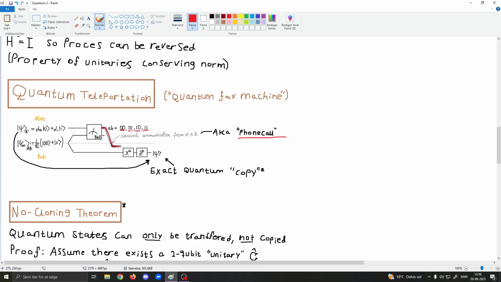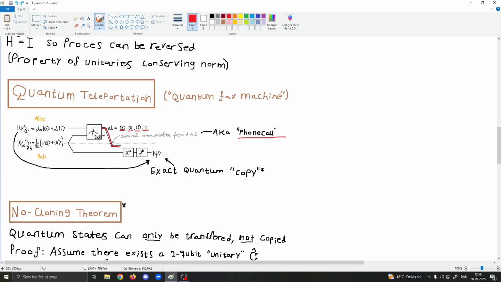Now, the way that Bob then receives this quantum state is that they encode these results into unitaries that Bob performs on his qubit from the entangled pair. So if Alice measured 0, 0, Bob would do nothing to his qubit. If she measured 0, 1, Bob would perform a Z gate. If Alice measured 1, 0, Bob would perform an X gate. And if Alice measured 1, 1, she would tell Bob to perform both gates.